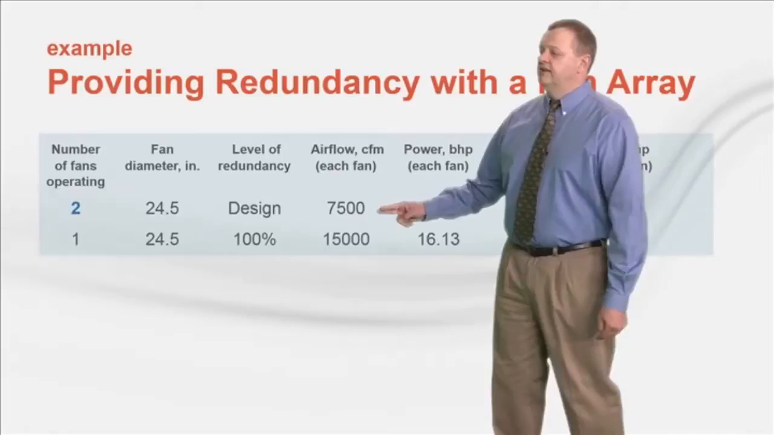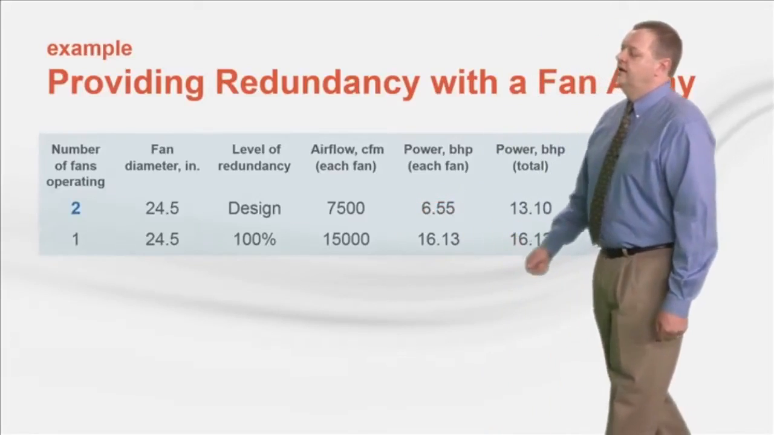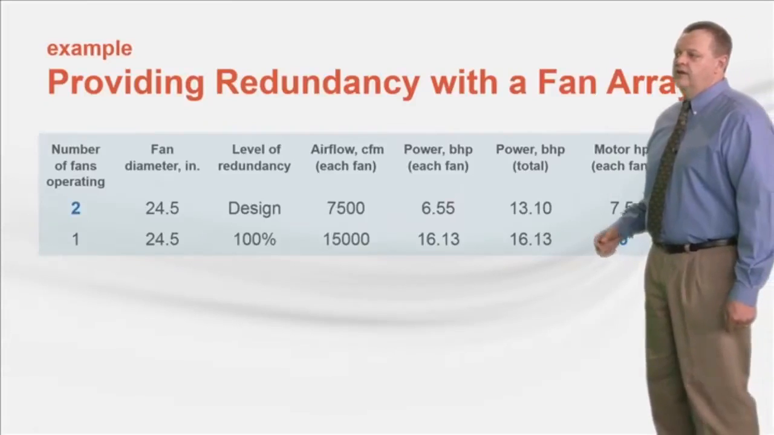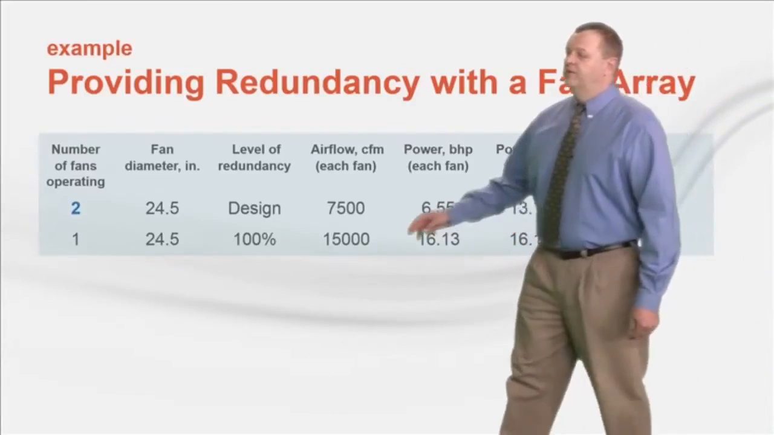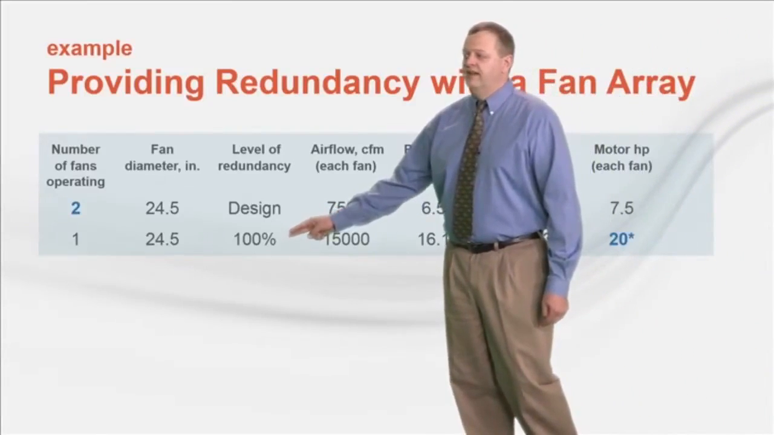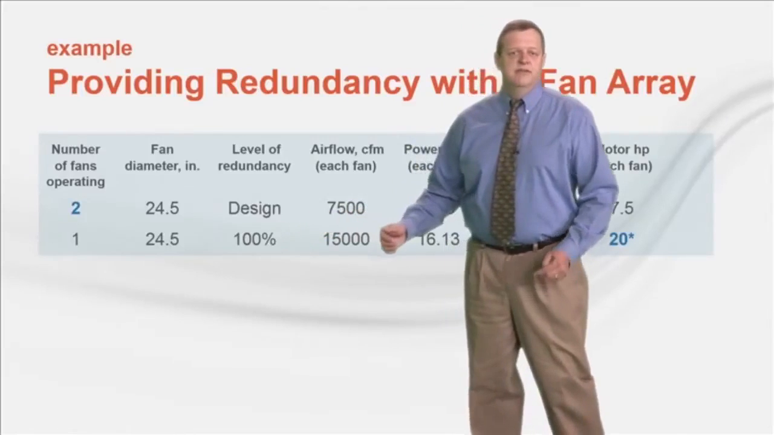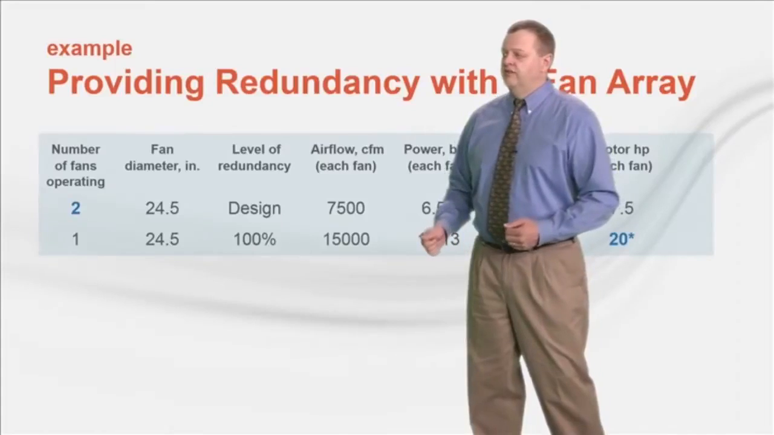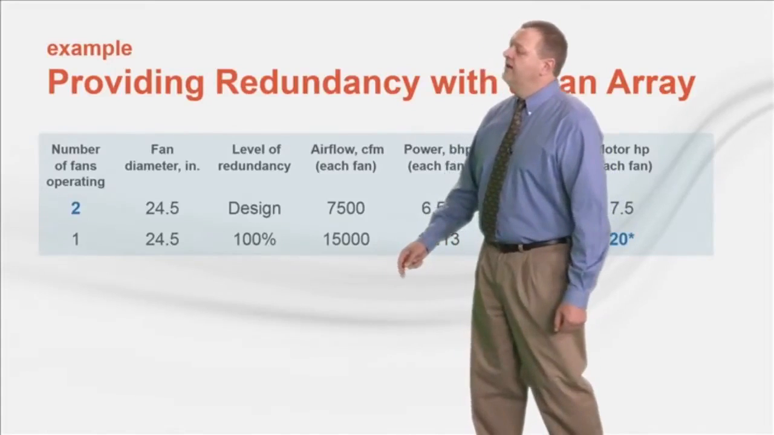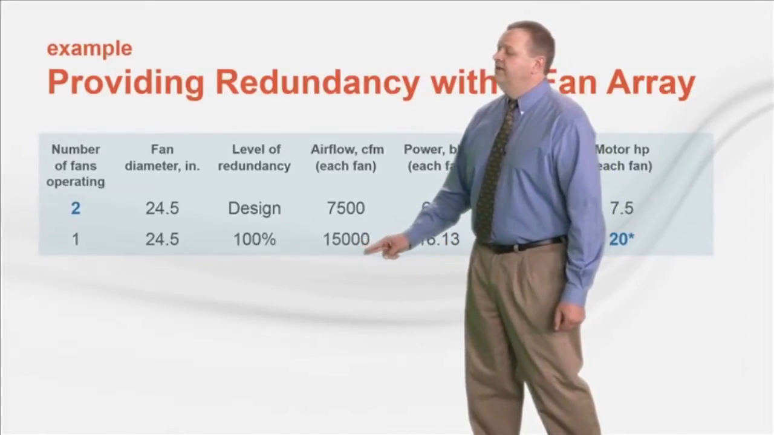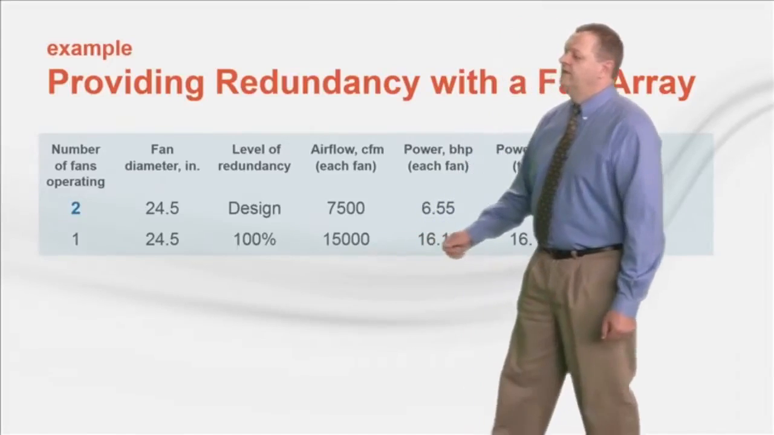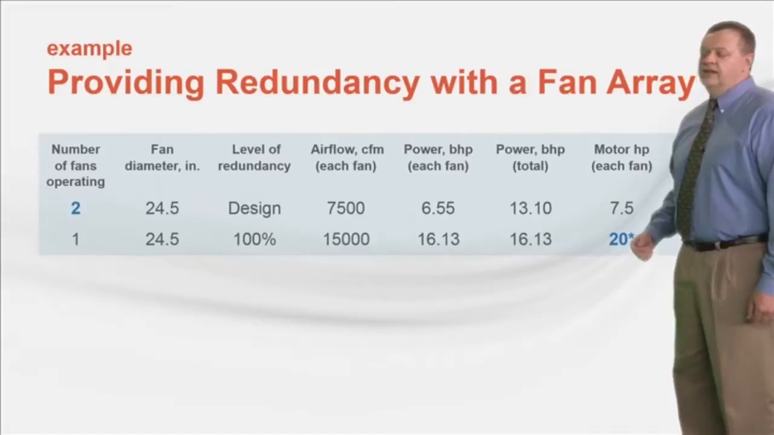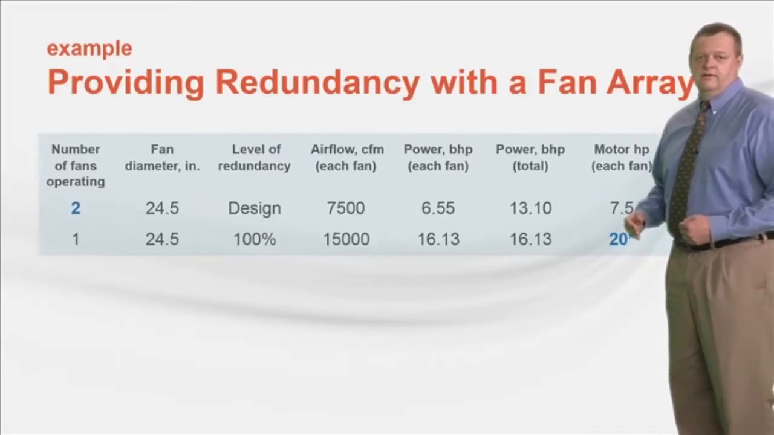Each fan delivers 7,500 CFM and requires a 7.5 horsepower motor. In order to provide 100% redundancy, if only one fan is operating, the other fan must be able to deliver the design airflow all by itself. So as shown in the second row, if either one of the fans is to deliver 15,000 CFM all by itself, it must be equipped with a 20 horsepower motor, not the 7.5 horsepower motor.